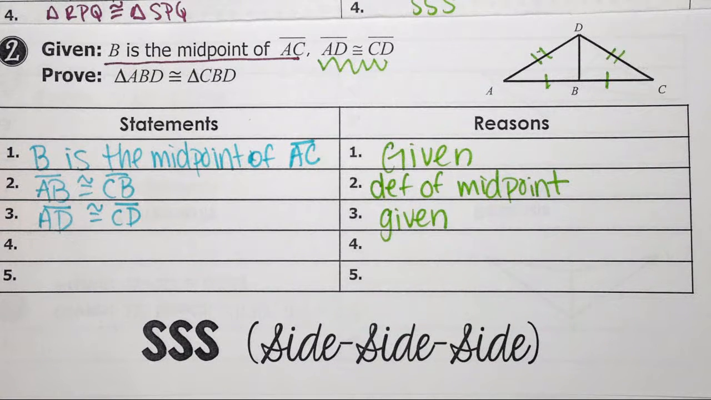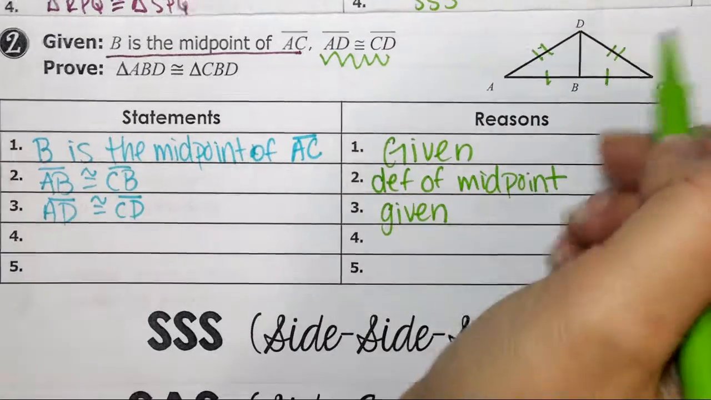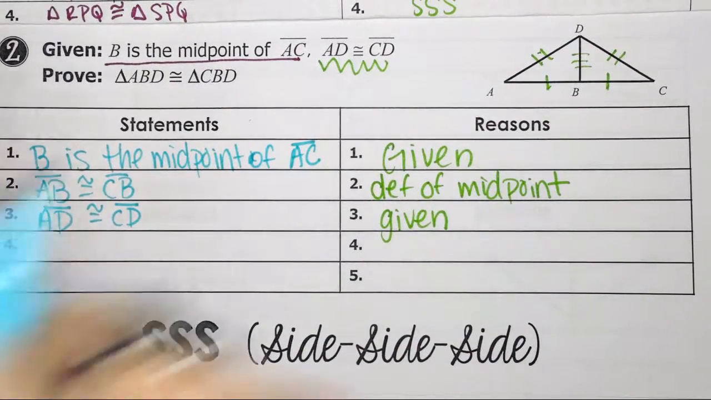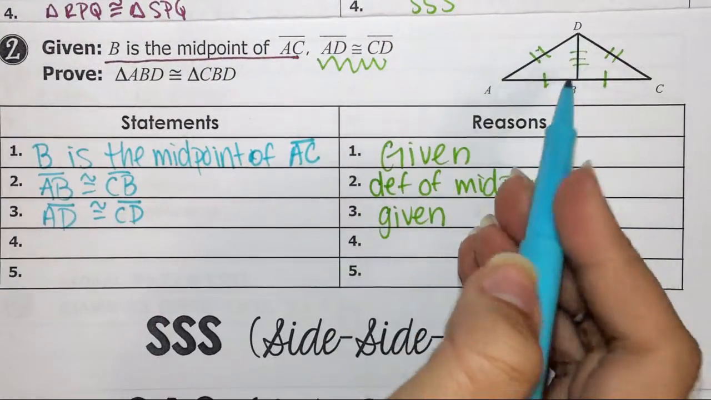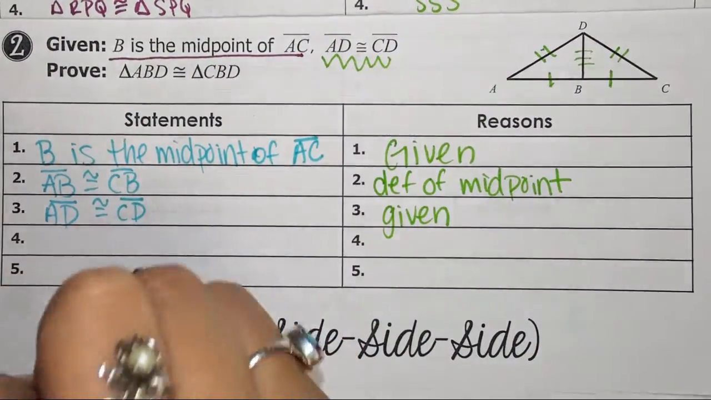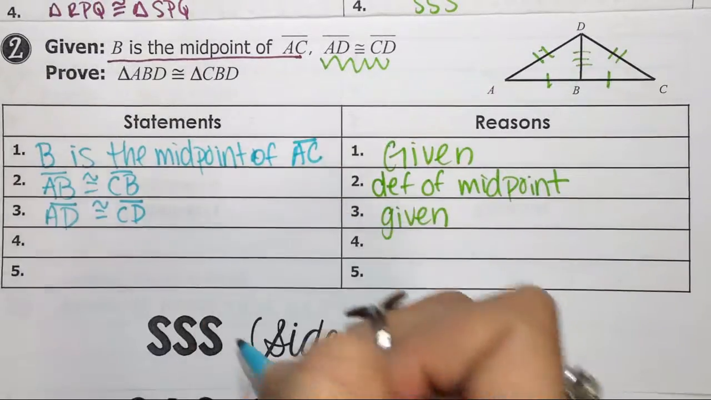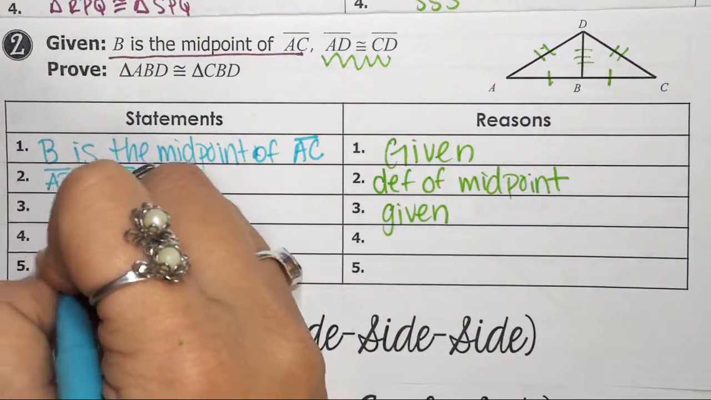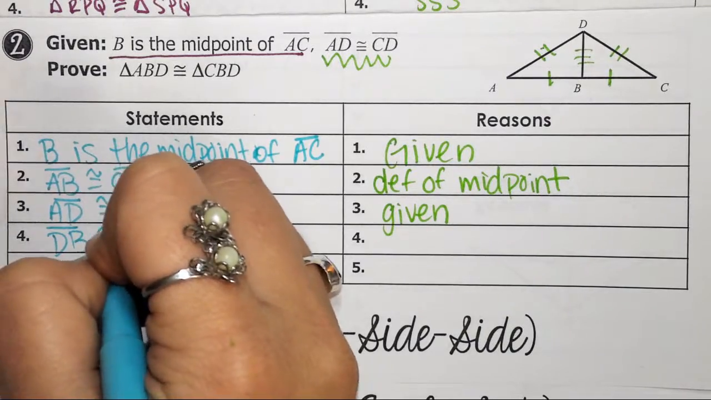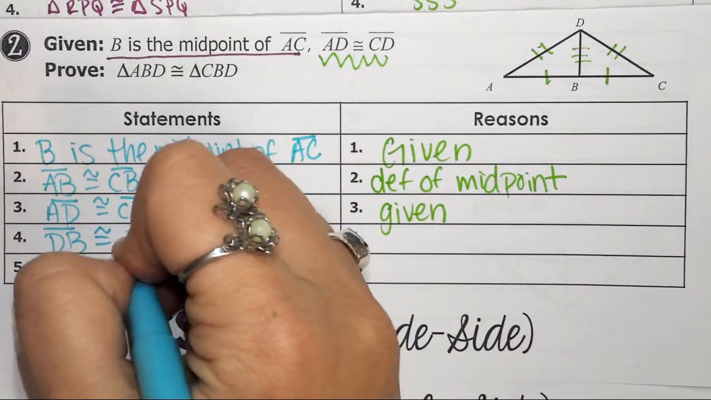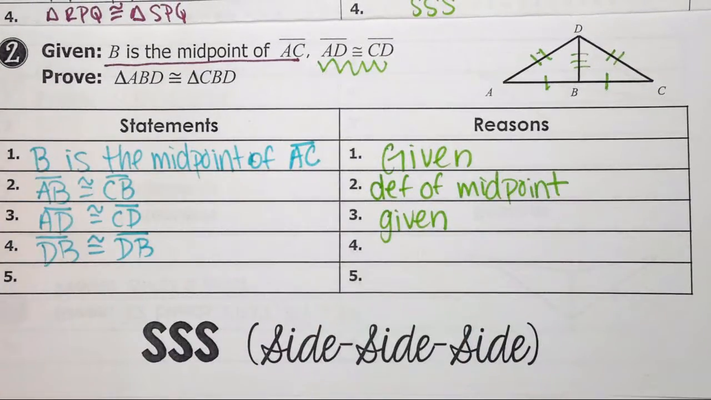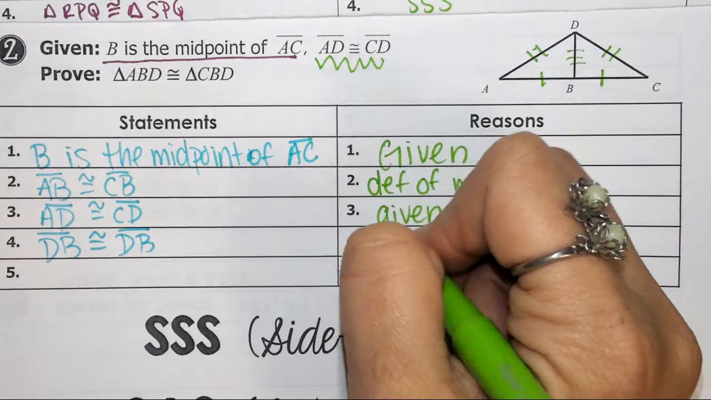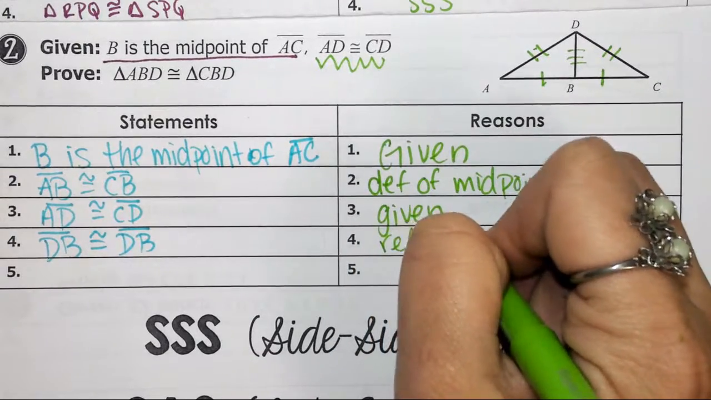Why? Because they share a side. And if they share a side, what do we know? They're congruent. So how do y'all want to write this? No, we need to list it out. We can't just write they're congruent. DB is congruent to DB. Take a point, both of you. And what property is that? Reflexive. Just use the reflexive property every time.